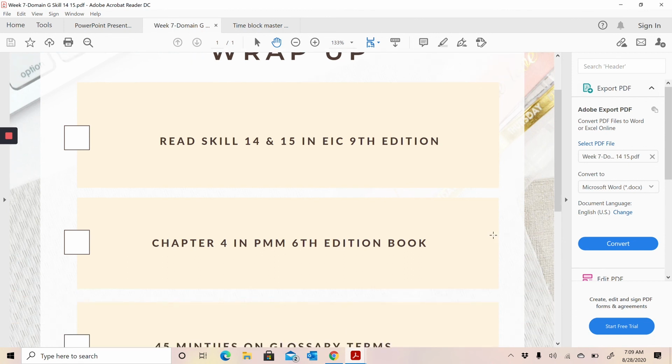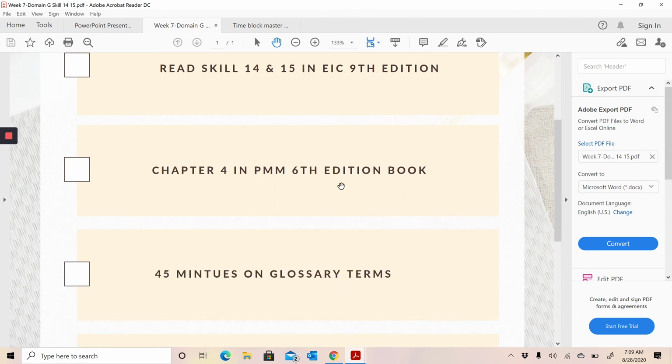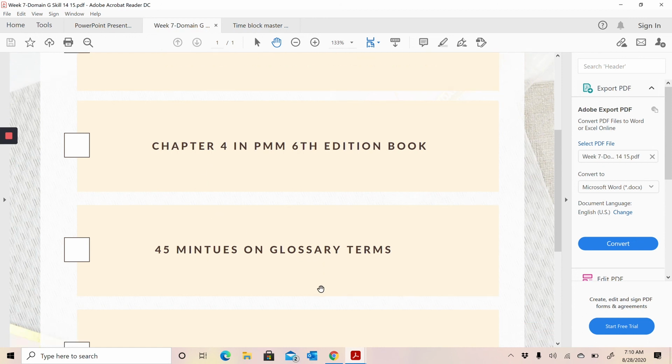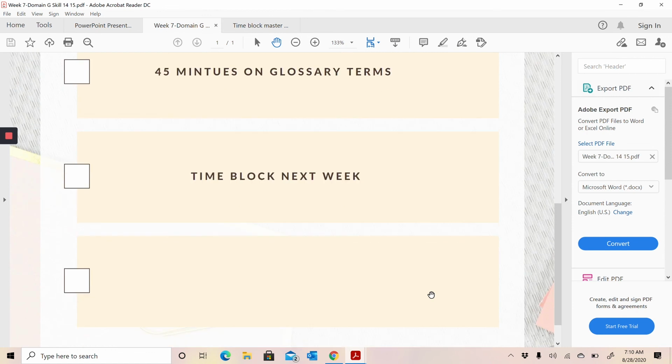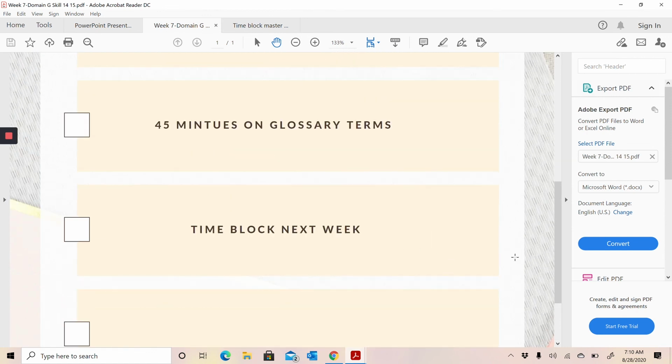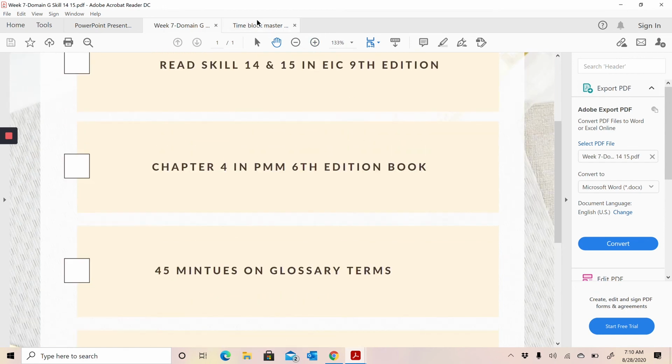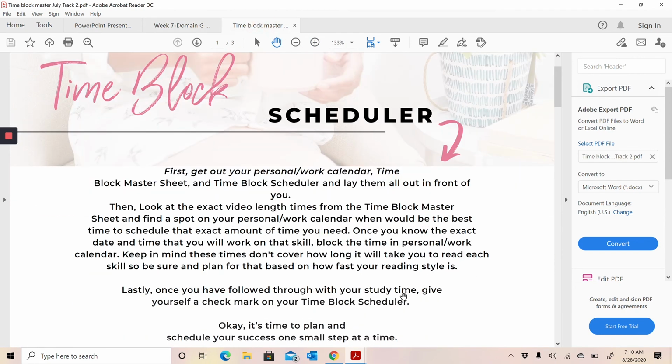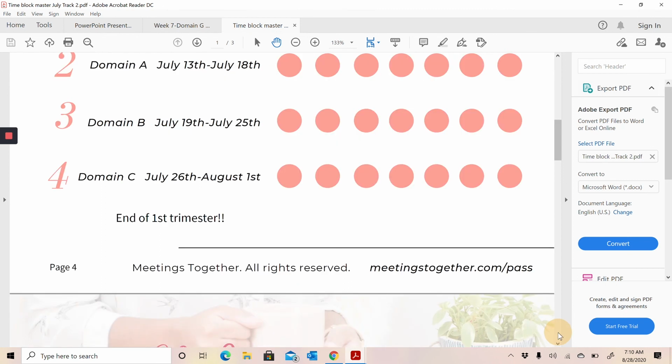Chapter 4 in PMM: I suggested just reading 15 pages since it's about 30 pages in this chapter. If you did that, great. If you actually finished chapter 4, that's great too, because we're going to read the other half this week. And then 45 minutes on those glossary terms. And we want to make sure that we time block for next week. And that's it. Kind of a light load, right? We only have one skill next week, and it's food and beverage, one of my favorites. I'm sure you know that.